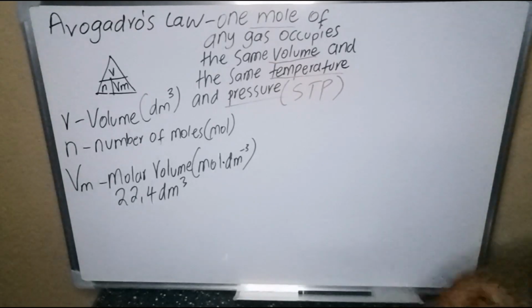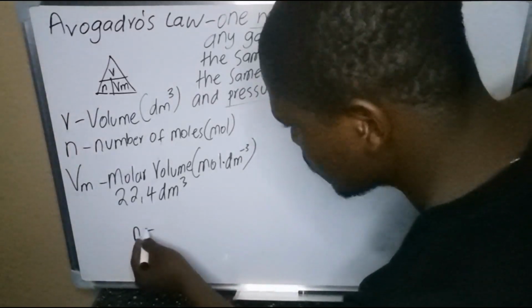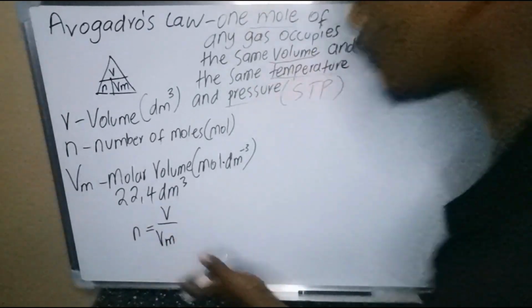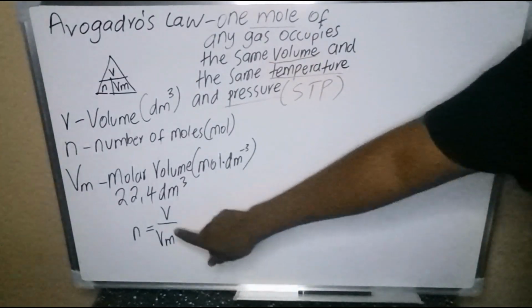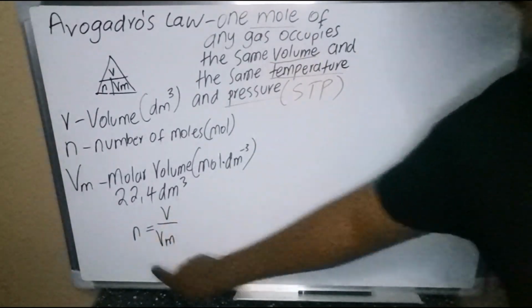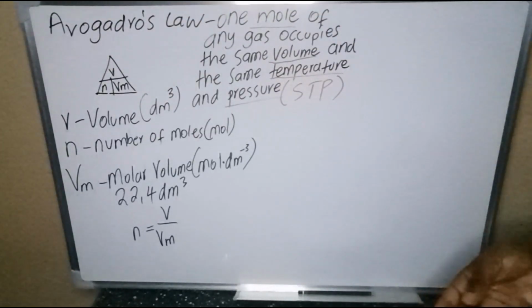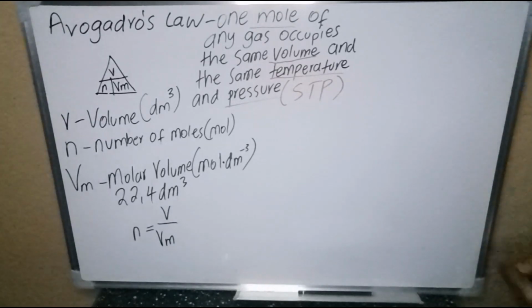How are we going to use this formula? This formula is very simple. This is the standard formula: n, the number of moles, is equal to V over Vm, volume over molar volume. You can use this formula to find either volume or number of moles, and you can use it however you like, as long as everything is proper there.